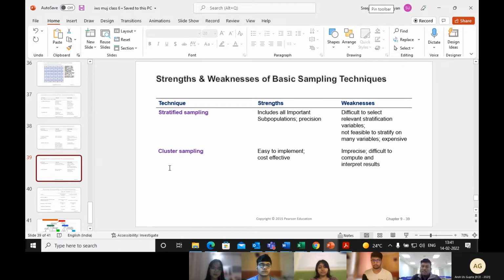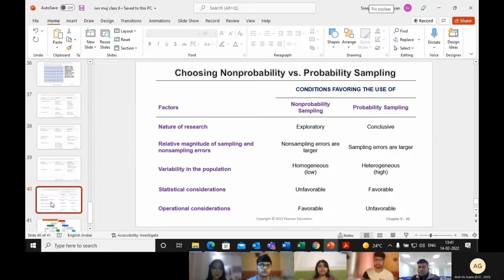Second, the disadvantages are that results are imprecise, and difficult to compute and interpret. Okay, let's move on. So which of these would you choose? Would you choose non-probability or probability-based sampling? Again, there are some criteria. Some conditions favor non-probability sampling and others favor probability sampling. If the nature of the research is exploratory, and you're doing an exploratory kind of survey, it makes sense to do non-probability sampling. However, if it is conclusive, invariably you have to go for probability-based sampling.